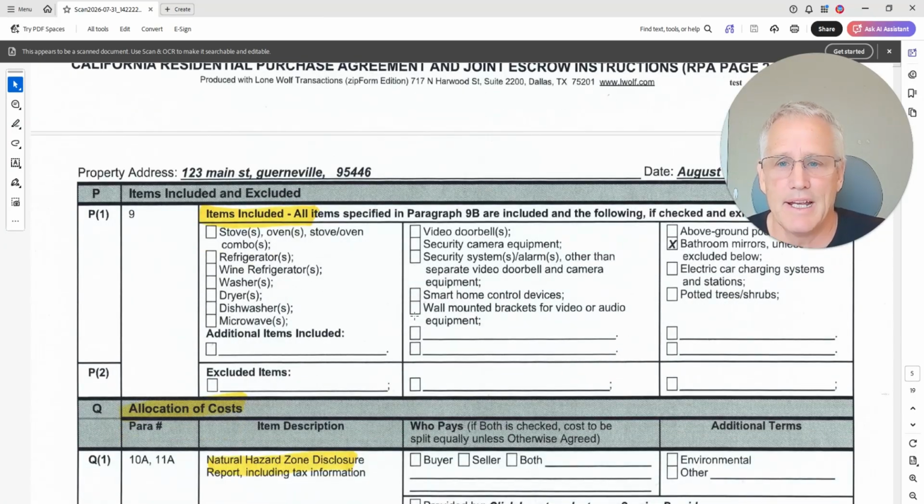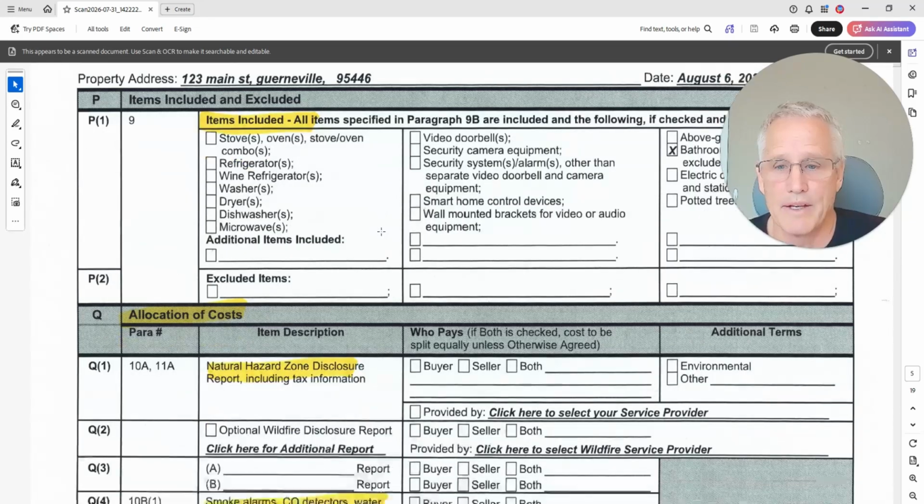The next item would be items included, and this is really important to check. If you want the stove, the refrigerator, the dishwasher, you've got to make sure that these boxes are checked here, because this is where it locks in that those are the items that you're going to take. Allocations of costs is going to talk about who pays for what.